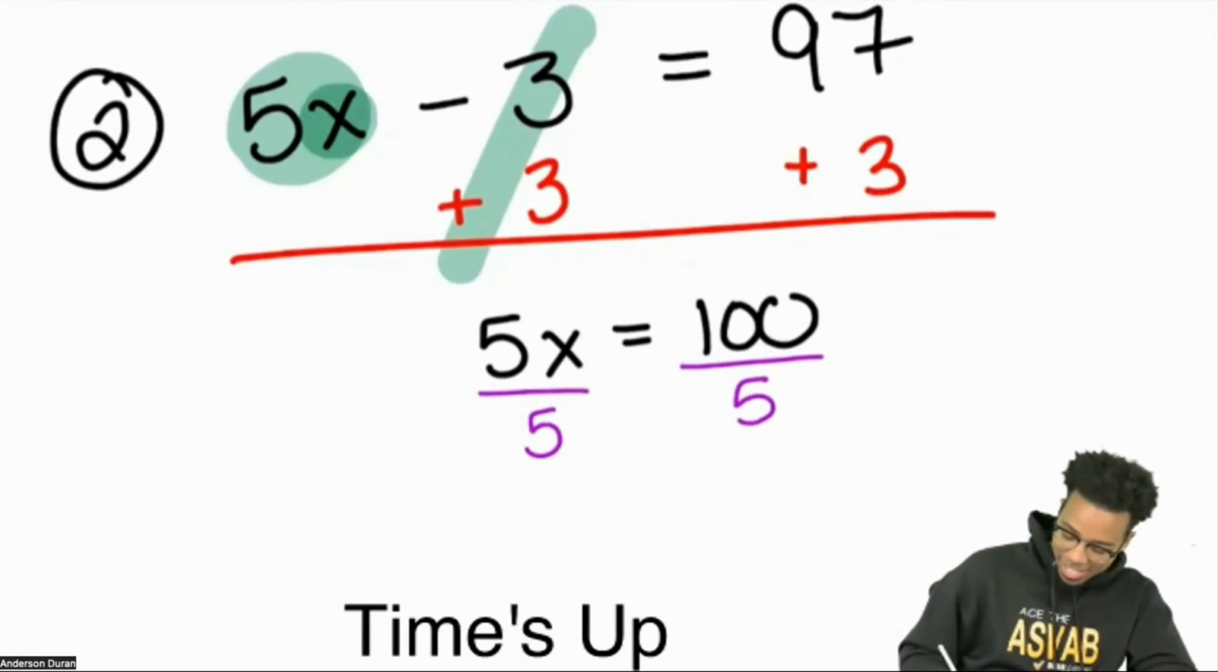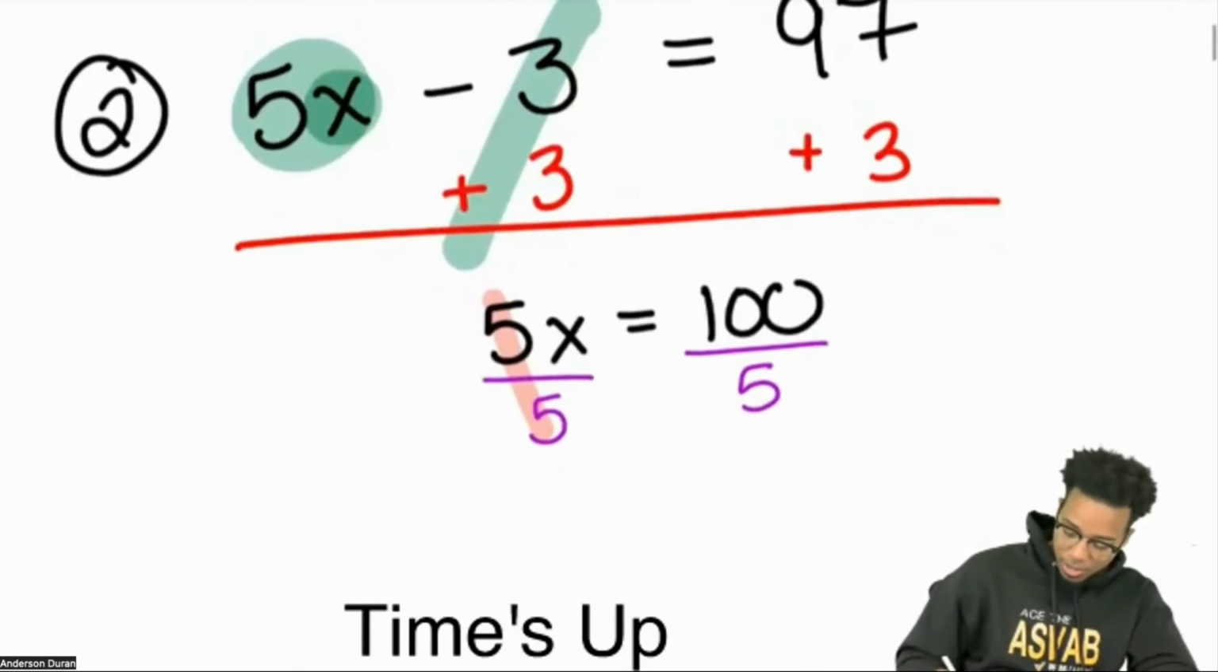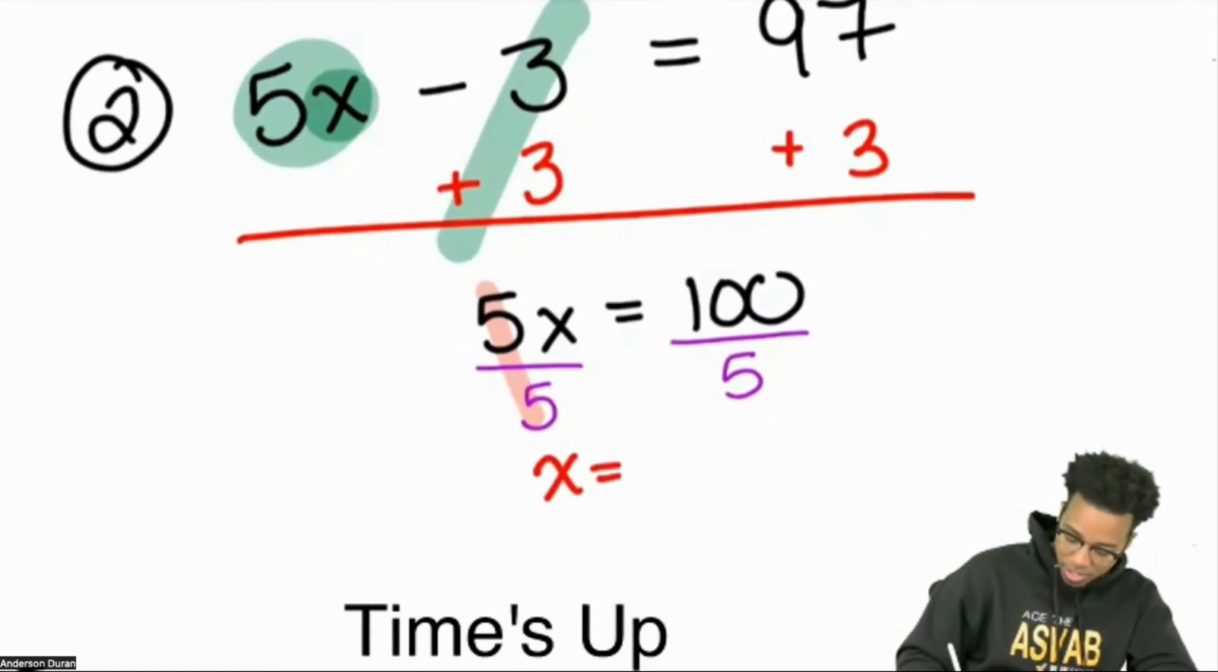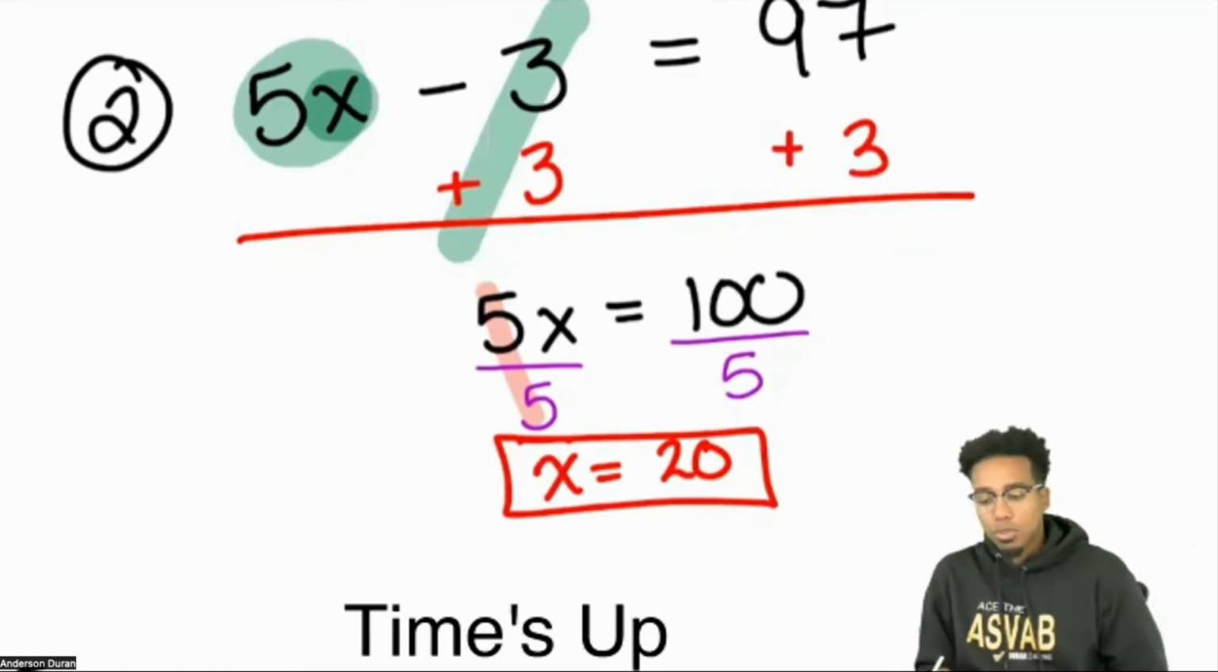And that's going to cancel out here on the left. And we get ourselves x equals 20. So if we got 20 for number 2, great job.